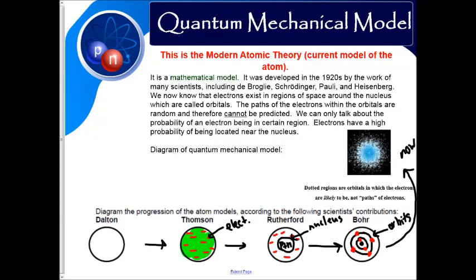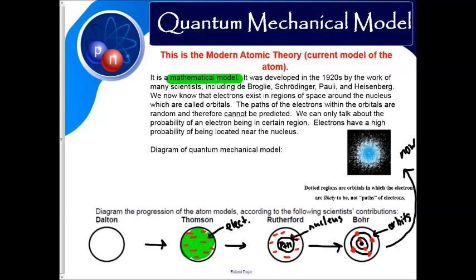Now, all of these scientists led to the final model called the quantum mechanical model. This is our modern atomic theory. It is a mathematical model, and it was developed in the 1920s by the work of many scientists, including de Broglie, Schrödinger, Pauli, and Heisenberg. No, not that Heisenberg. This is the original one.